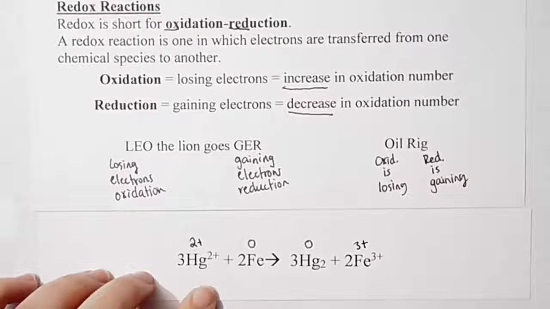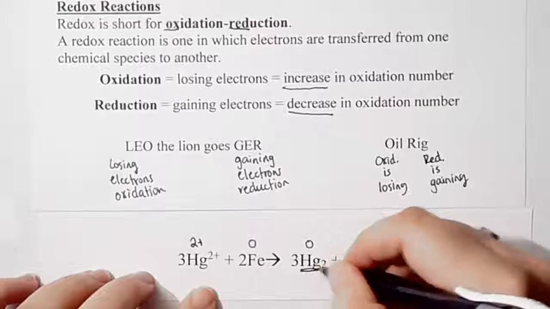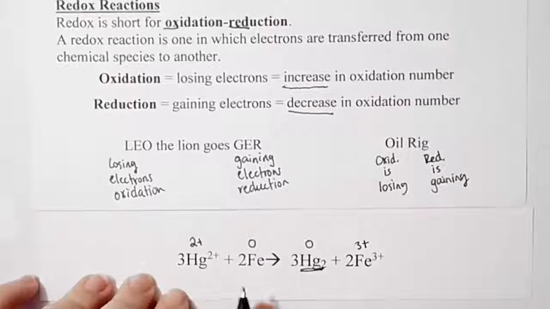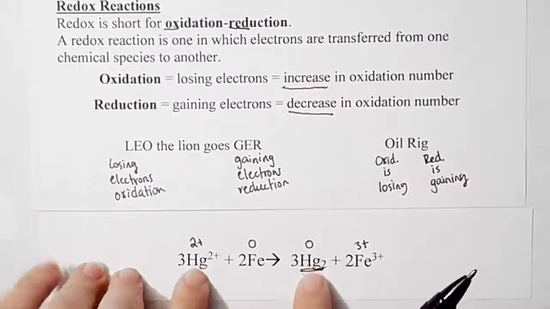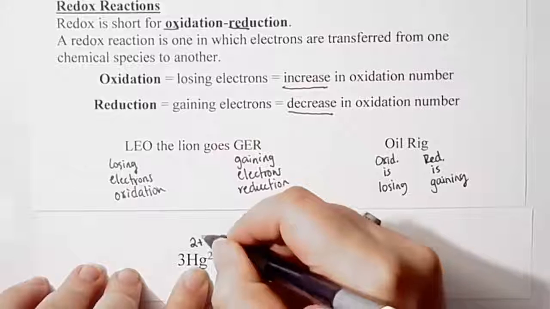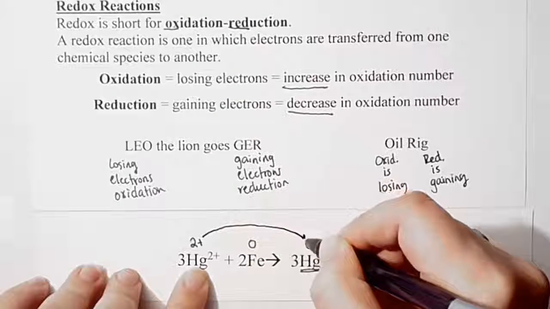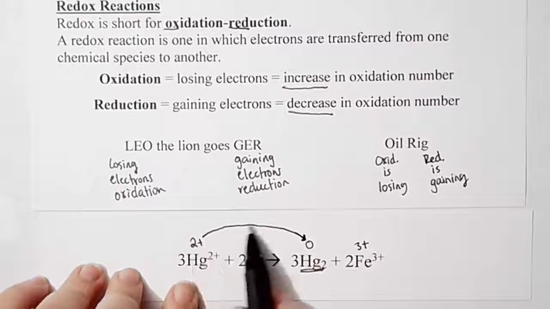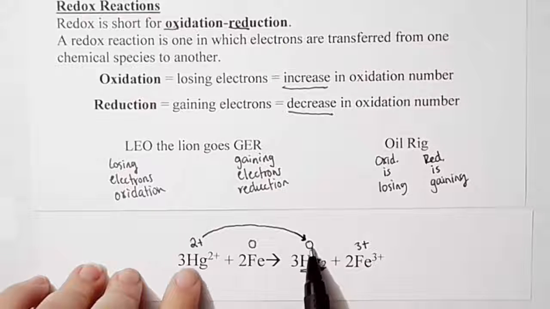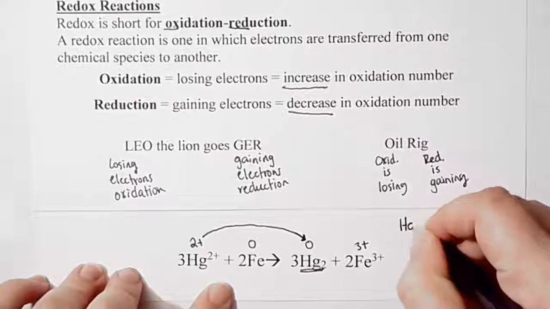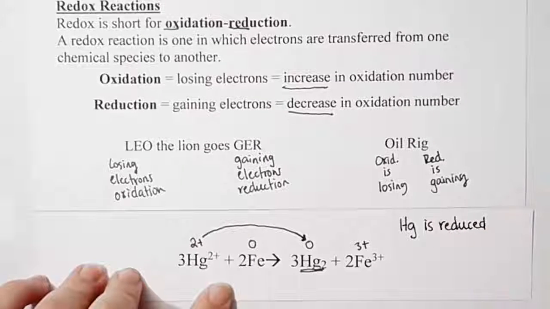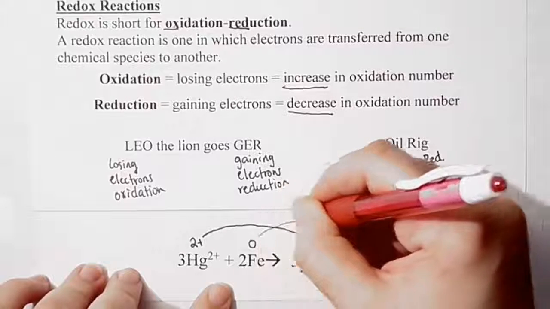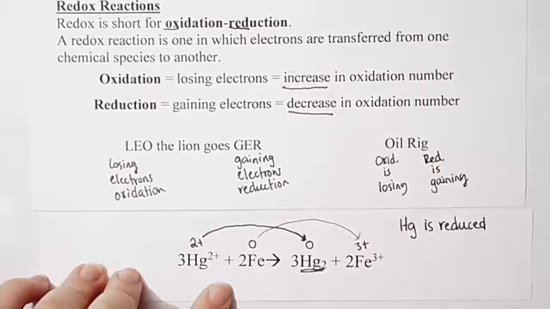Okay. This is a bit of a weird example. Don't worry too much about the fact that I knew that was elemental. But looking at this, let's see what's happening here. The mercury goes from plus 2 to 0. Notice that was a reduction in oxidation number. So we will say that the Hg is reduced.